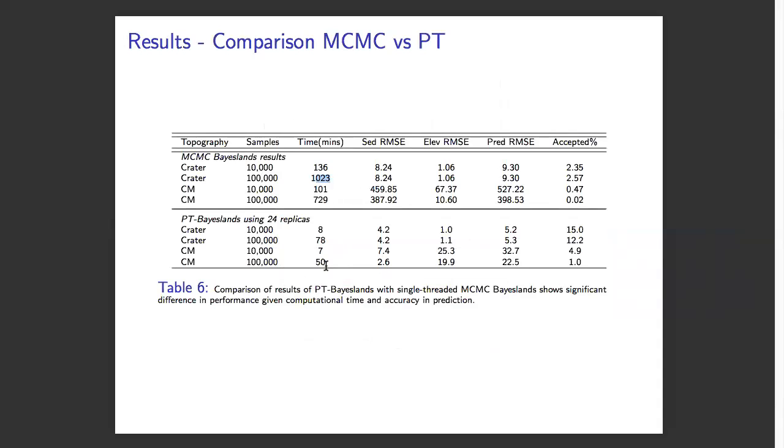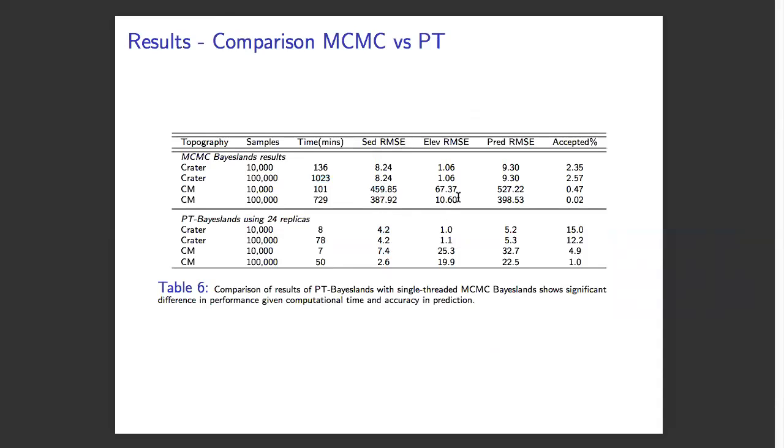And the continental margin problems greatly reduced as well. 100 minutes to 7 minutes and 700 minutes to 50 minutes. And the bigger contribution here we could see is that in our MCMC Badlands, our sediment predictions were not really good. You could see an RMSE of 8, whereas in our parallel tempering, we see an RMSE of 4.2. And then you have a continental margin problem, you have an RMSE of around 400 something, whereas in our parallel tempering Badlands, we have around 7. No? So there's a huge difference in prediction quality, not just time.